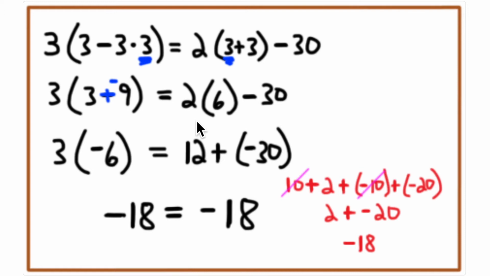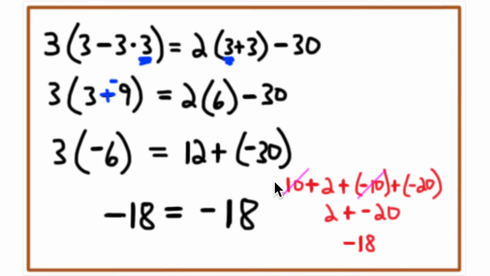So you have to multiply the 2 times 6 first. 2 times 6 is 12 plus -30 equals -18. So again, -18 equals -18. And right here I'm just showing a way that you can do this in your head. This might be easy for some of you, and maybe for some of you it's not so easy.